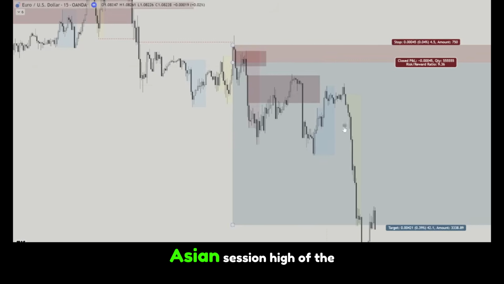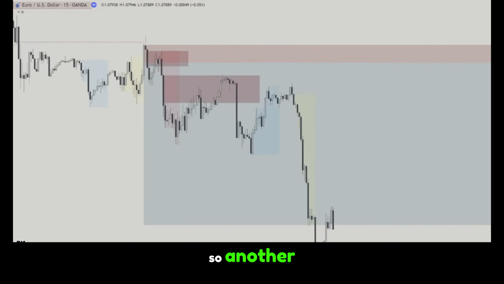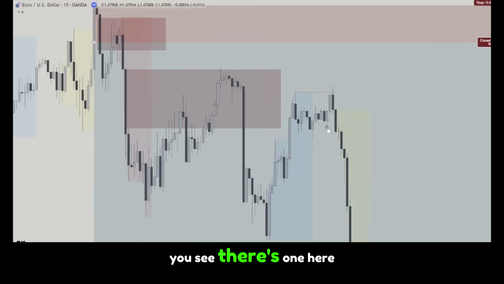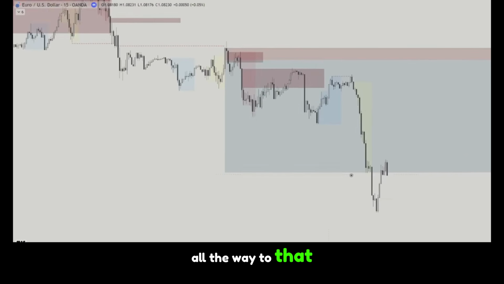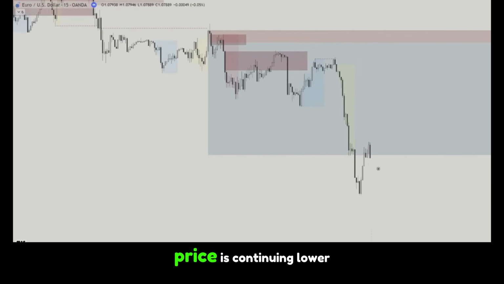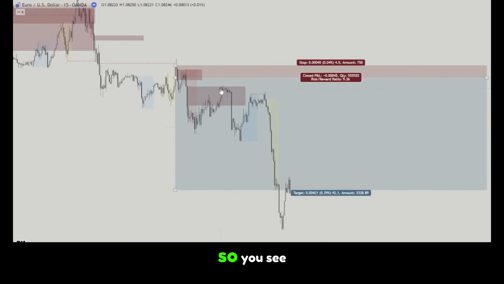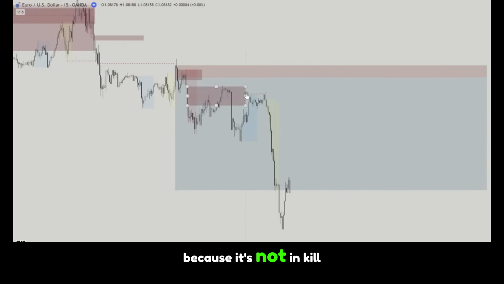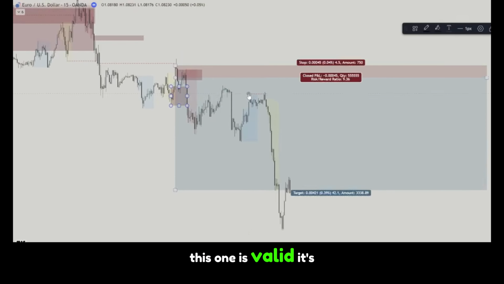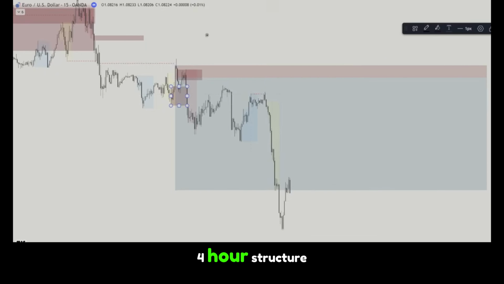Price goes lower. Asian session. High of the Asian session is taken here. So another change in delivery entry could be valid here. You see, there's one here, change in delivery, taken all the way to that target. And then you see price is continuing lower. So you see that's not a valid entry because it's not in the kill zone. This one is valid. It's taking the high with the direction of our 4-hour structure.